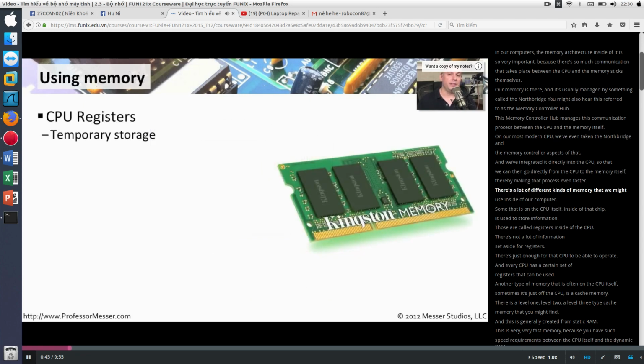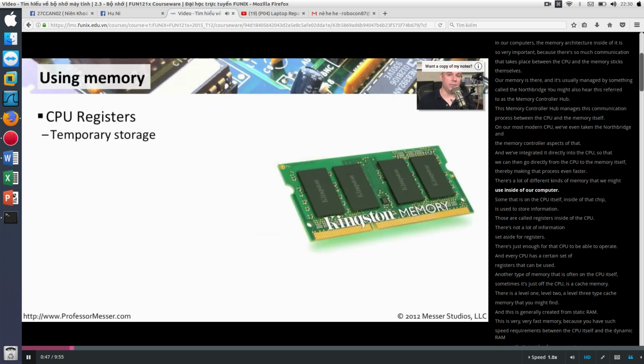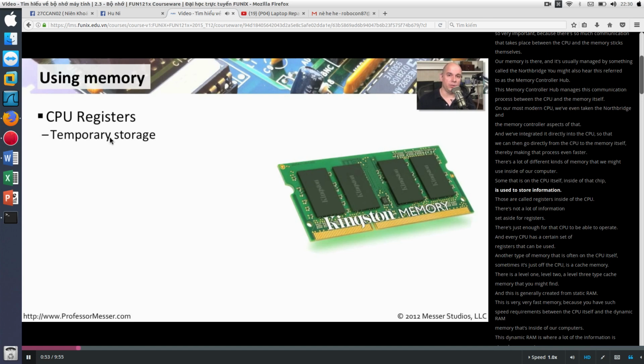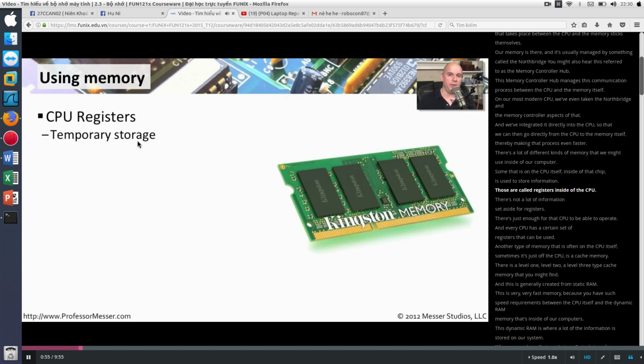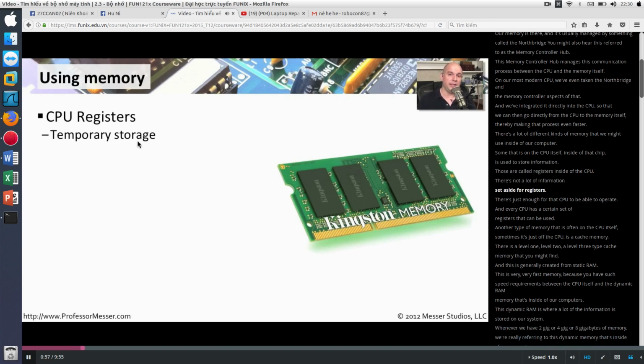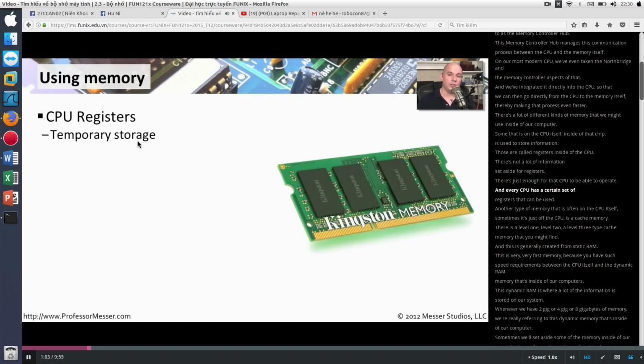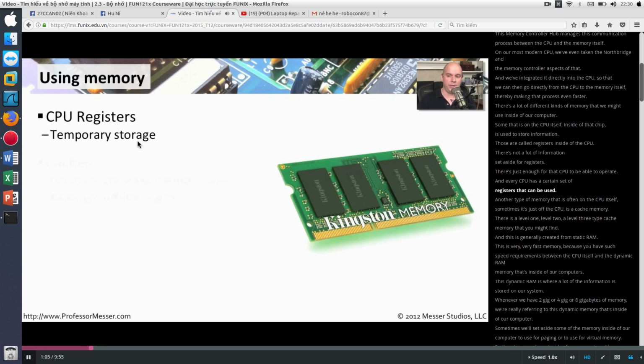There's a lot of different kinds of memory that we might use inside of our computer. Some that is on the CPU itself, inside of that chip, is used to store information. Those are called registers inside of the CPU. There's not a lot of information set aside for registers. There's just enough for that CPU to be able to operate. And every CPU has a certain set of registers that can be used.